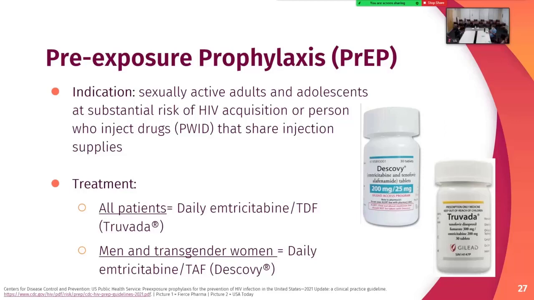So our two treatment options are Descovy or Truvada. So Truvada contains emtricitabine in our TDF product, where Descovy contains emtricitabine in our TAF product, or TAF. So how we decide which one we're going to use is based off who the patient is. Truvada has been studied in women, so we can use it in all patients. With our TDF, it's a little bit older. Whereas for our Descovy, it's really only been studied in men or transgender women, so that's why the guidelines recommend only using this product in our men and transgender women.